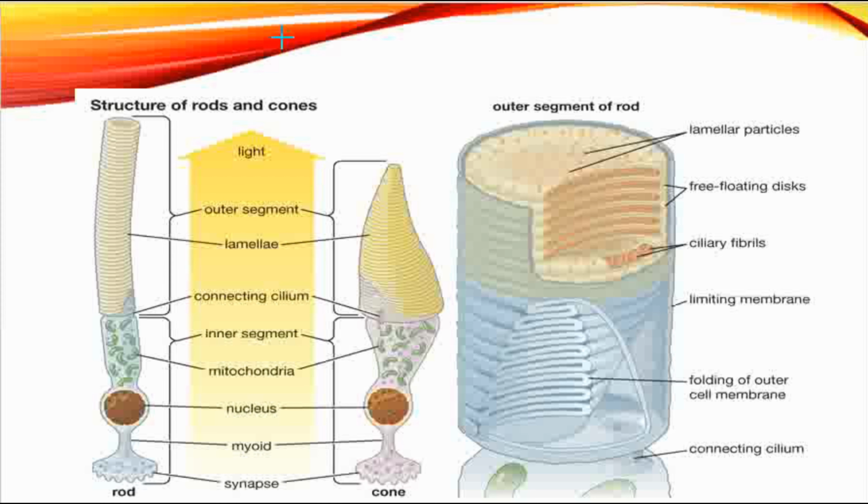The structure of the rod and cone cells is given here. These are the photoreceptor cells. They have an outer segment and an inner segment. In the inner segment they have the mitochondria, nucleus, myoid, and synapse, since a neuron or nerve cell has a synapse. So this is the rod and this is the cone.